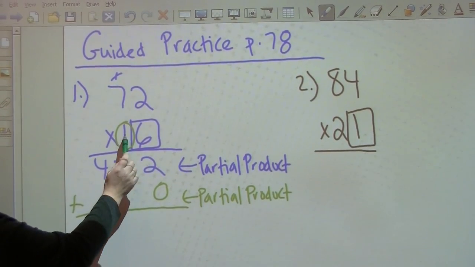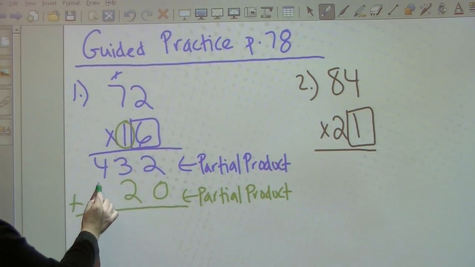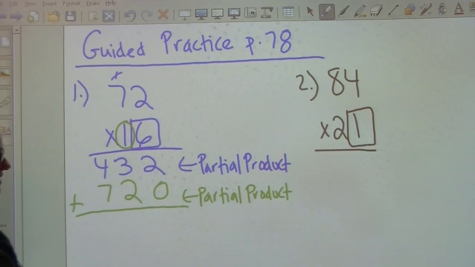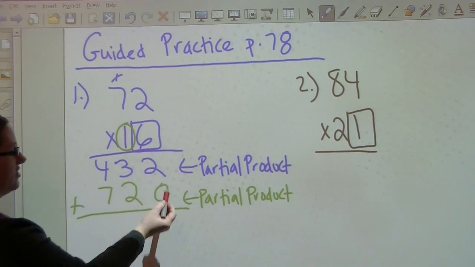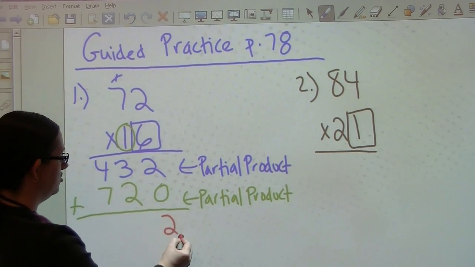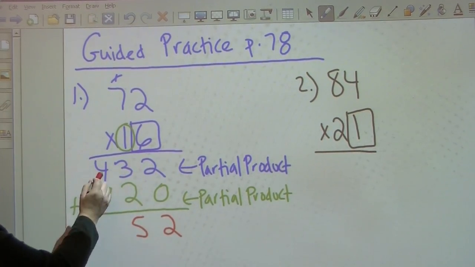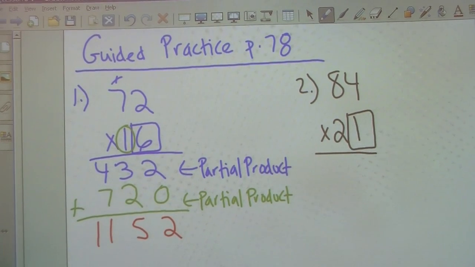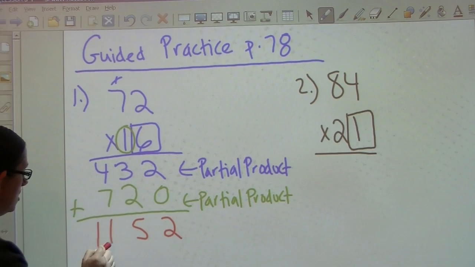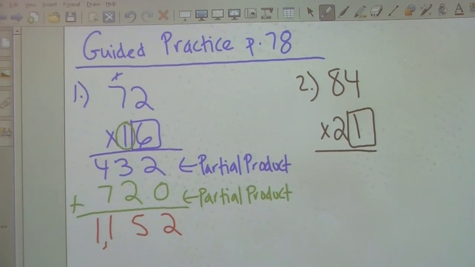Because now I need to take the tens and multiply by the ones and the tens. We're going to start with the ones. 1 times 2 is 2, and 1 times 7 is 7. Now my last and final step is to add both partial products. 2 plus 0 gives me 2, and 3 plus 2 gives me 5, and 4 plus 7 gives me 11. So for a final answer of 1,152.